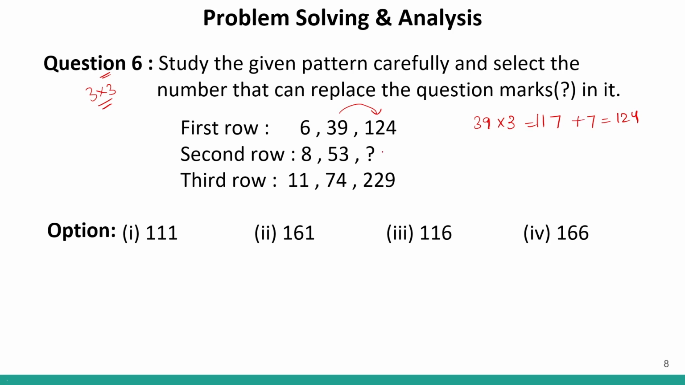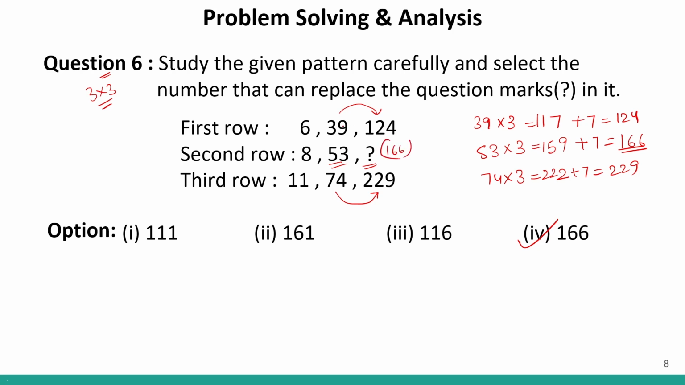Similarly, if I look at 74, 74 into 3 will give me 222, plus 7 will give me 229. So in the same way this number will be related to this number. So 53 into 3, that is how much? This will be 159, plus 7 will give me 166. So 166 will be my option, which is option number 4. We have found the missing element.